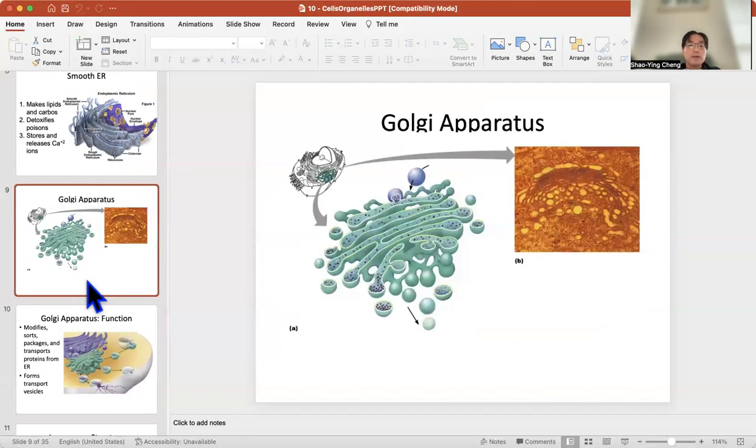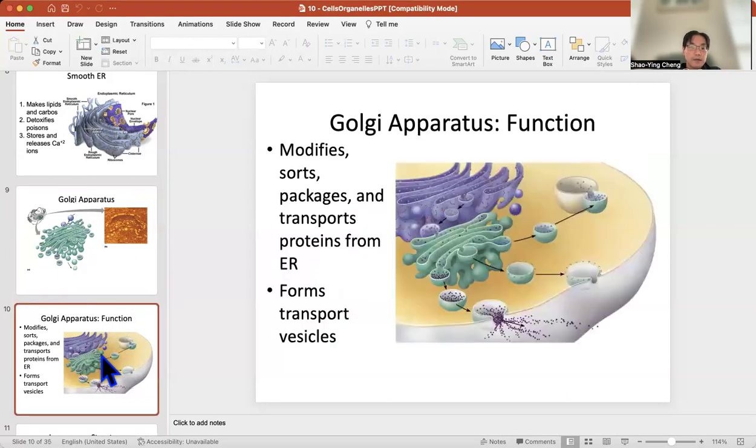Okay, next organelle is called the Golgi apparatus. The Golgi apparatus is around here, so it's outside the nucleus, rough ER, and smooth ER. Now they go to the Golgi apparatus. Its function is still protein synthesis.